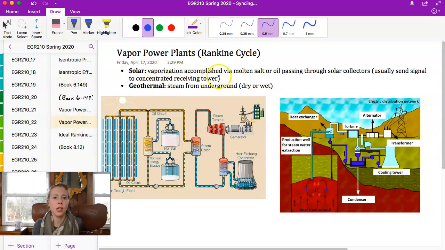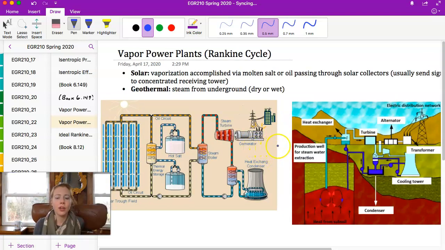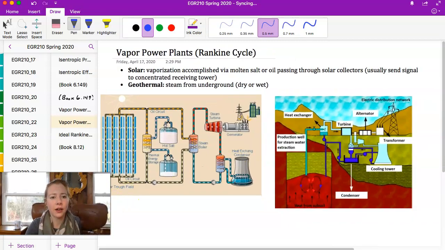So another one would be solar. With vaporization in solar power plants, you usually have solar collectors. Don't confuse solar collectors with solar panels. With a solar collector, you have a working fluid that is sent through the panels and heated up. So in this example, we have oil circulated through the solar collectors, and that is heated up.